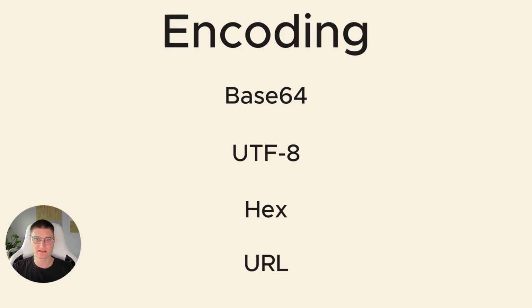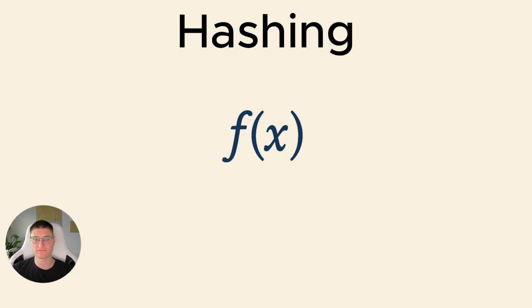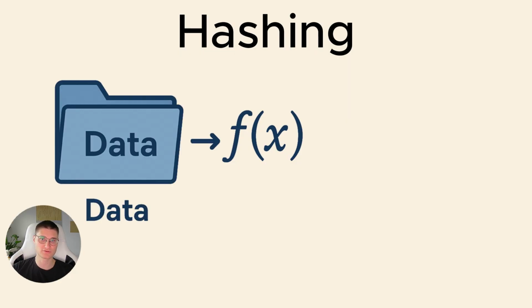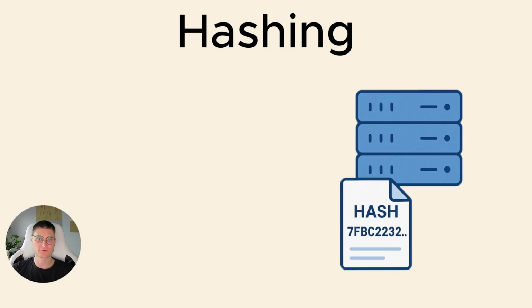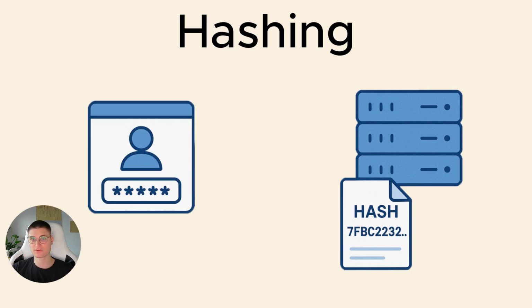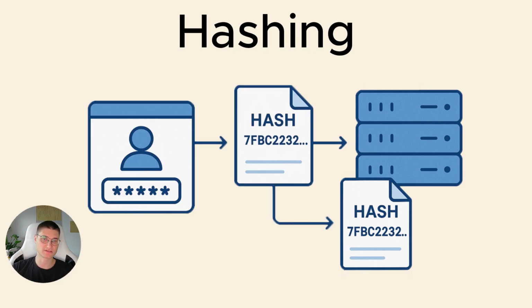And now let's discuss hashing. Hashing uses a mathematical function to transform data into a fixed length value called a hash. The key property of hashing is that it is one way. You can hash data, but you cannot reverse it to get the original input. Hashes are often used for data integrity and verification. For example, servers store the passwords not in their original form. They are kept hashed. When the user logs in, the server hashes the entered password and compares it to the saved password. And if they match, the login is successful.